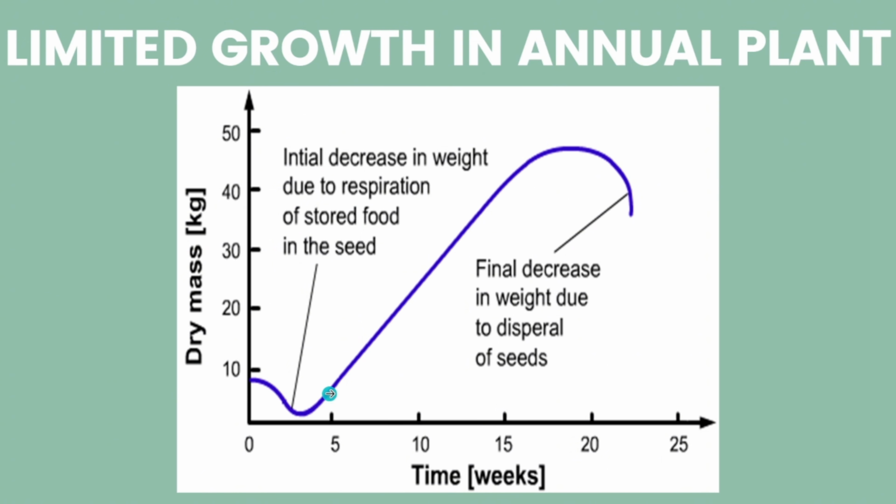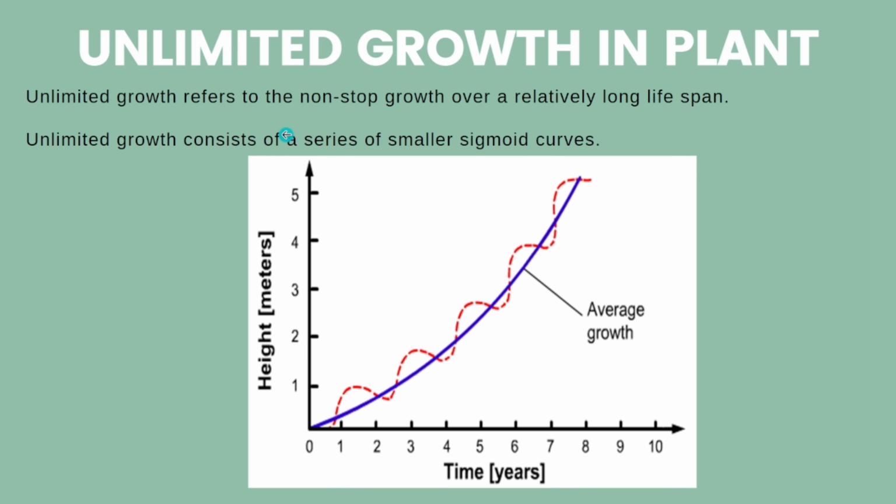After seed germination, the plant will grow until it reaches the stationary phase. After that, it will die. So normally this is limited growth for annual plants. These are plants that cannot go through secondary growth; they only have primary growth. So what is primary growth and secondary growth? I think you already learned this in SPM. Although in STPM you don't learn it, I hope you still remember. Okay, so another growth pattern is unlimited growth.